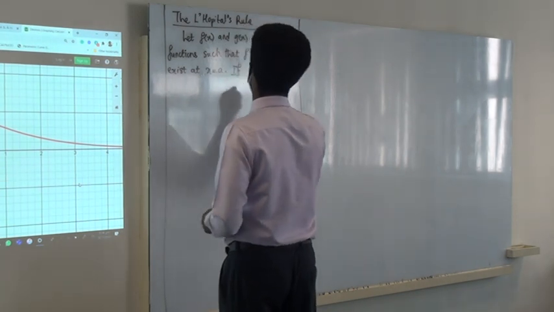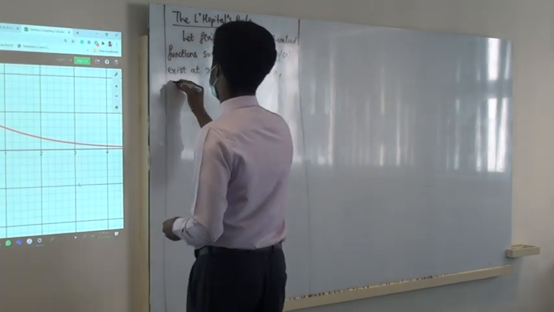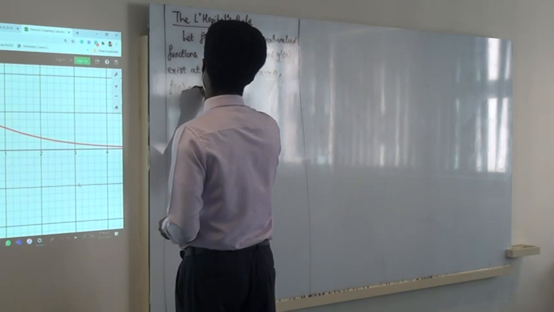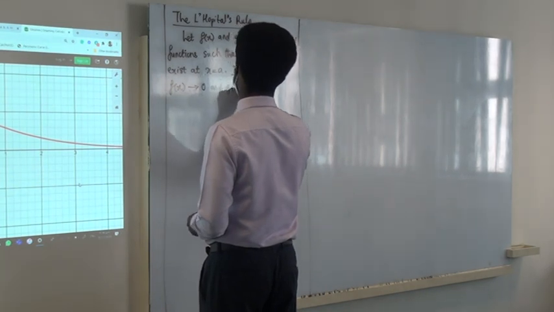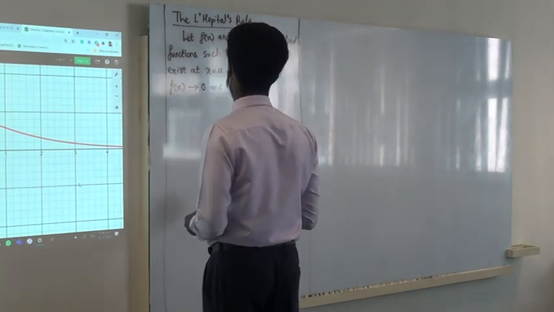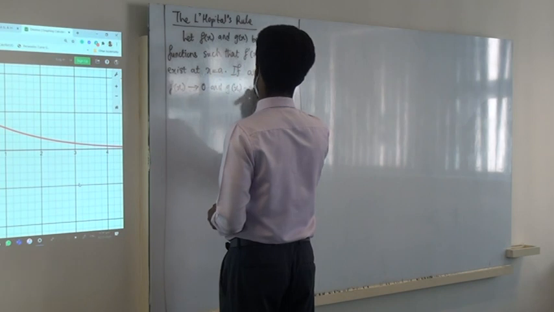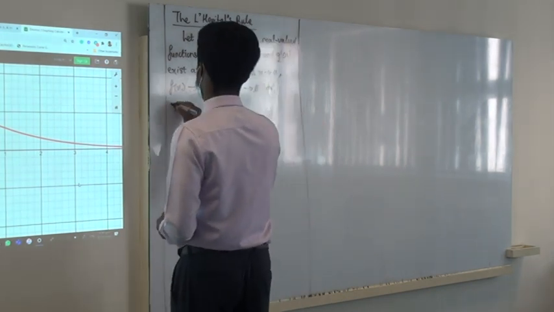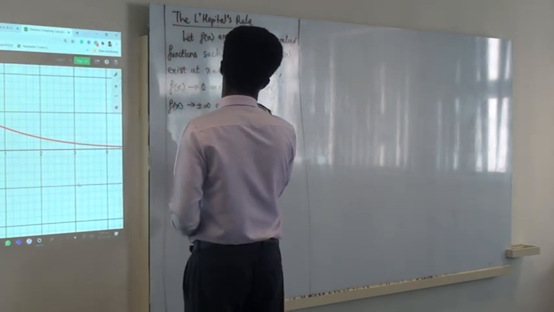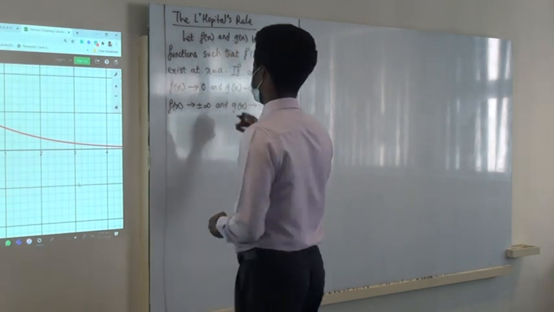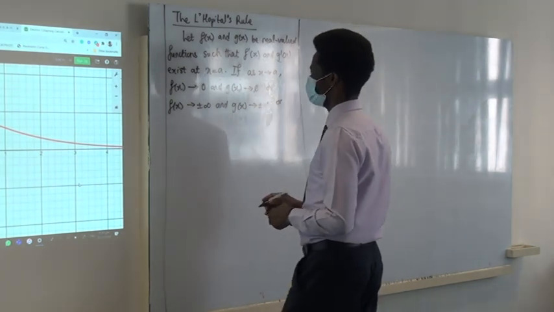If as x approaches a, f of x approaches 0, and g of x approaches 0, or f of x approaches plus or minus infinity, and g of x approaches plus or minus infinity. It could be a mix of both.